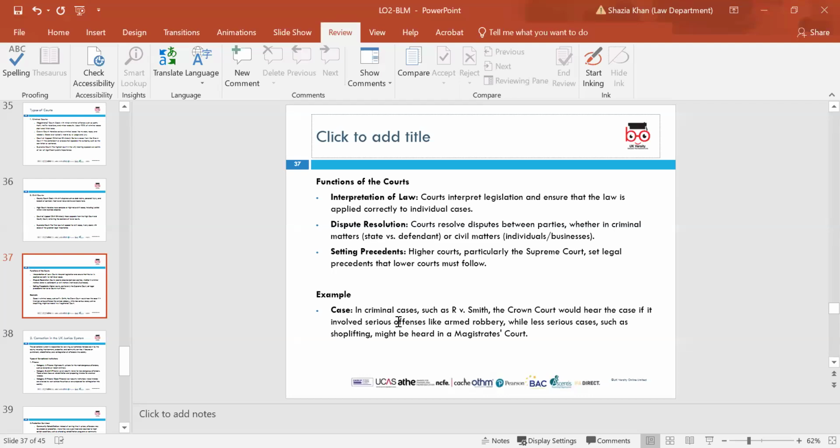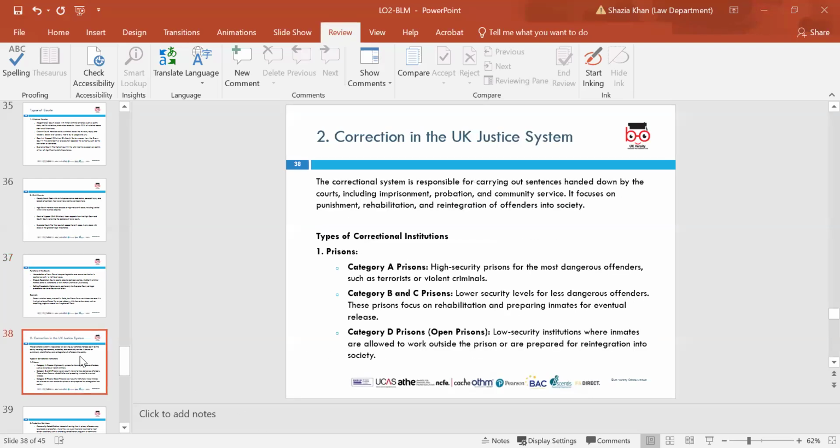An example they've given: in criminal cases such as R v Smith, the Crown Court would hear the case if it involves serious offences like armed robbery, while less serious cases such as shoplifting might be heard in the magistrates' court.